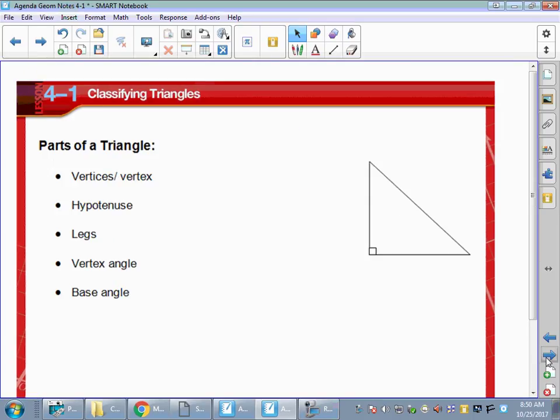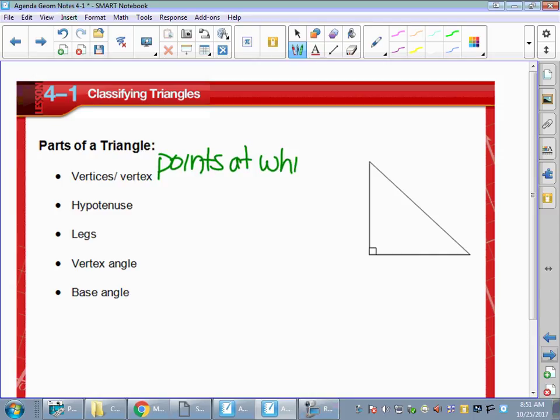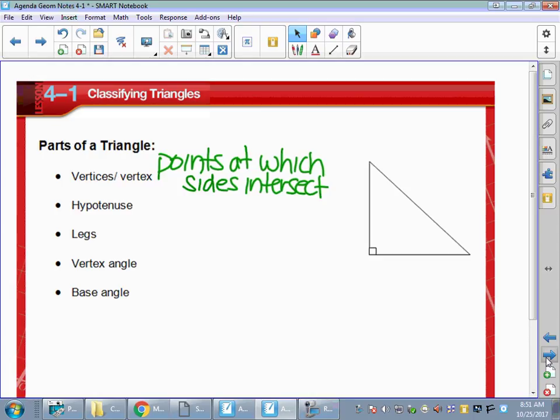So let's talk about parts of a triangle. We've actually talked about this when we did Pythag a while ago. We talked about parts of a right triangle. Notice I made this triangle right, or you could make your triangle right. So we need to make sure that we've got everything in there. First of all, the vertex or the vertices are points at which sides intersect. So how many vertices are on a triangle? 3 vertices. There's 3 sides that intersect.